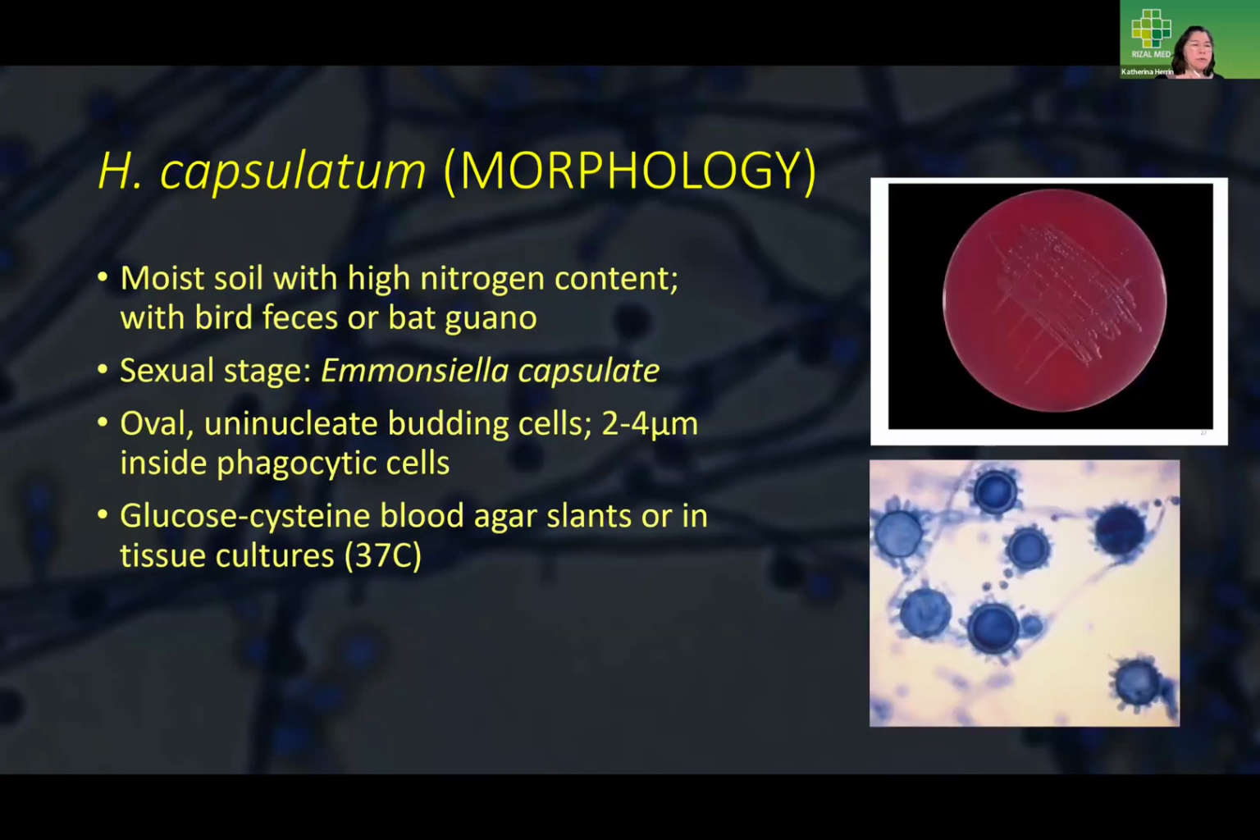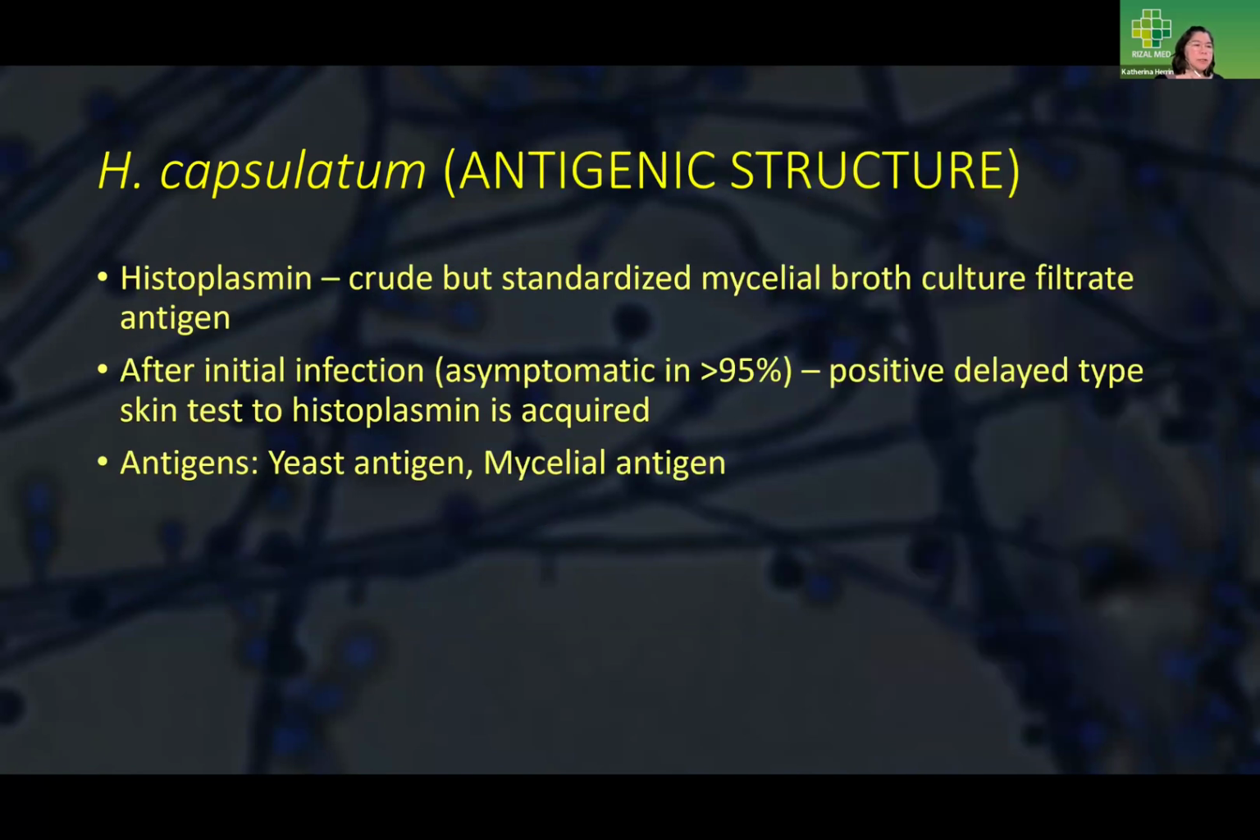In tissue or in vitro enriched medium at 37 degrees centigrade, the hyphae and conidia convert to small, oval yeast cells, and in the tissue, the yeasts are seen within macrophages. Histoplasmin is filtrate antigen used for skin testing, with more than 95% of asymptomatic individuals showing a positive delayed type skin reaction. Serologic testing for both yeast antigen and mycelial antigen can be done.